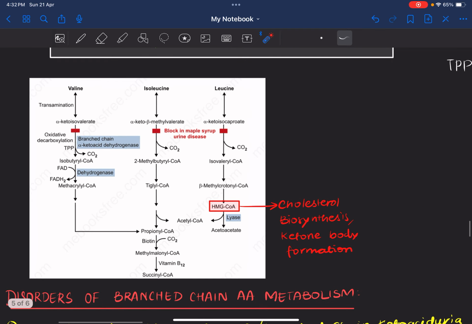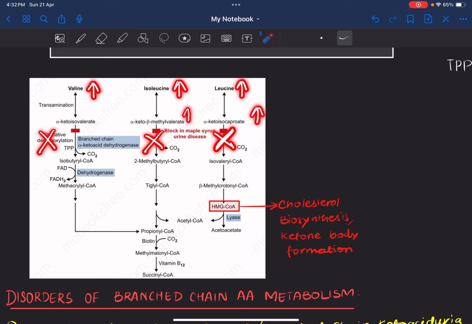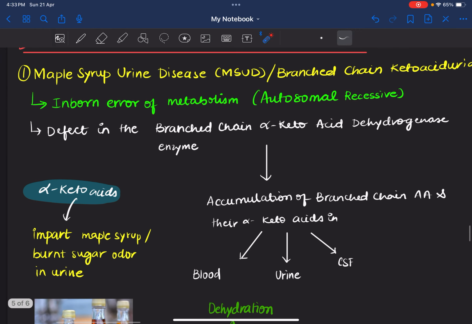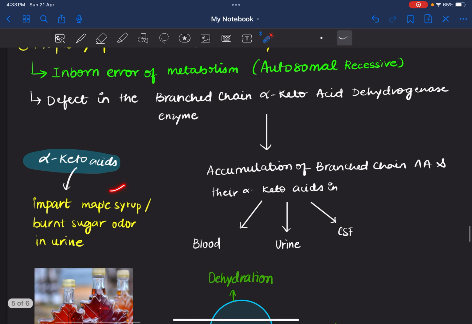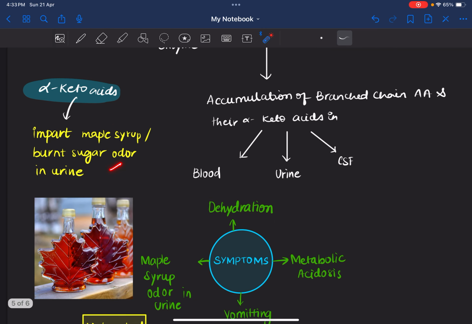So let's look into the metabolism once again. Let's say that this particular step, oxidative decarboxylation, is not going to occur in all three amino acids. Then the amount of amino acid is going to get elevated in the plasma along with their corresponding alpha keto acids, and this is what is going to happen in maple syrup urine disease. There is an accumulation of these branch chain amino acids as well as their alpha keto acids in blood, urine and cerebrospinal fluid. And since these alpha keto acids are going to be present in urine, they impart a maple syrup or burnt sugar odor to the urine.